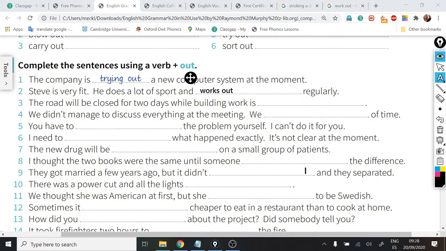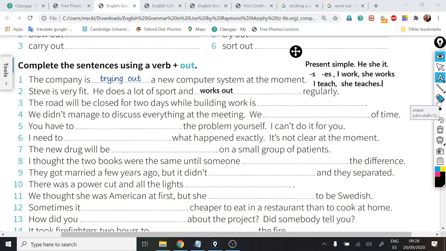Works out regularly. So works without. We need the S because this is present simple. So with present simple, when we talk about he, she, it, we need to add either S or ES. So we say I work, she works, but we say I teach, she teaches. So we use this when we talk in general, like in general, this person does this thing.